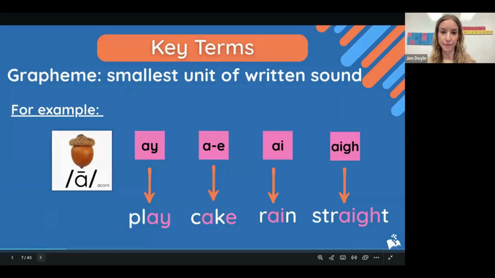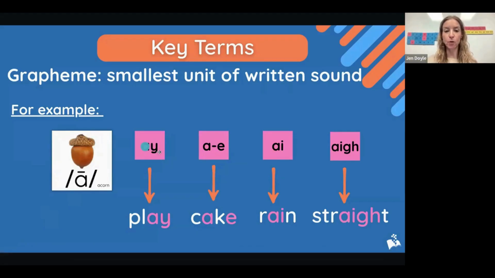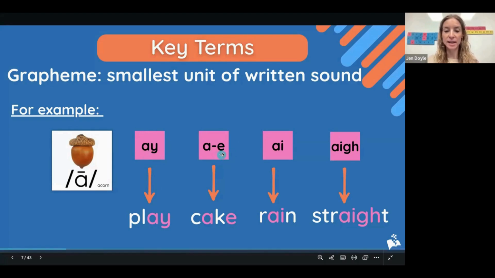Next, we have graphemes. And graphemes are the smallest unit of written sound. And so if we take again the example of the acorn, I'm showing here 4 different graphemes that represent that long A sound. And so the AY is the long A spelling in the word play, and the A consonant E spelling is the long A spelling in the word cake. And then we have the AI spelling, which is the long A grapheme in the word rain.